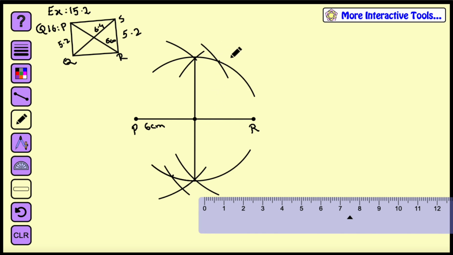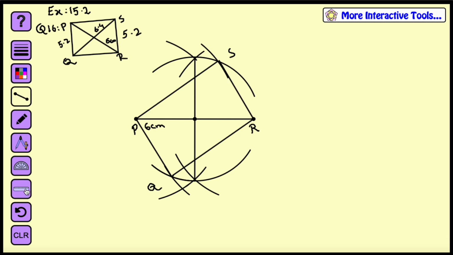Okay, so this point is P, Q, R, S. Now join this line. And now you can join SR and PQ. So you will get what? You will get a parallelogram.